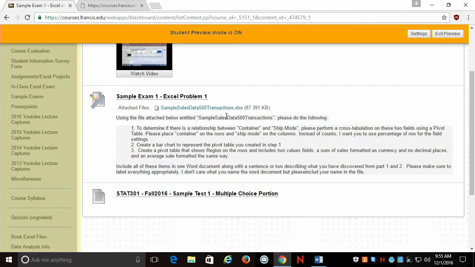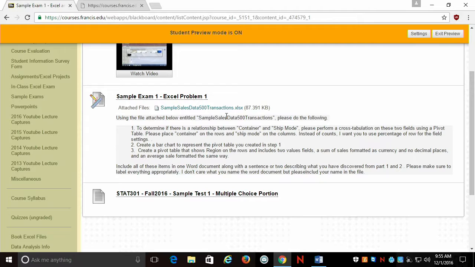Okay, so you could possibly, this is probably a good one, right? This is a good one because it's kind of a pivot table one. So determine the relationship between container and ship mode. Please perform a crosstab on these two fields. Please place container on the rows and ship mode on the columns. Instead of counts, I want to use percentage of row.